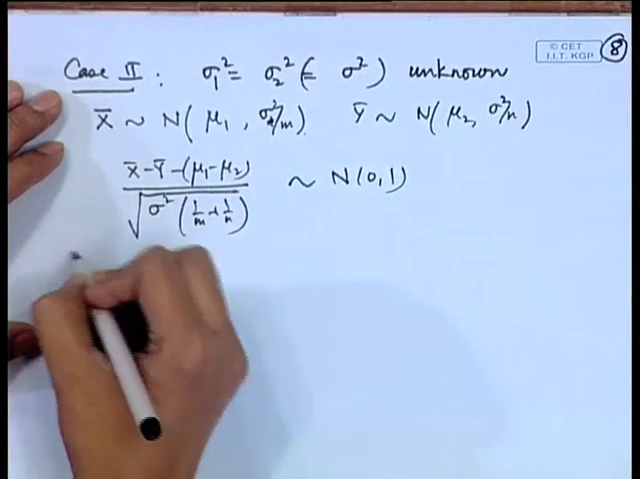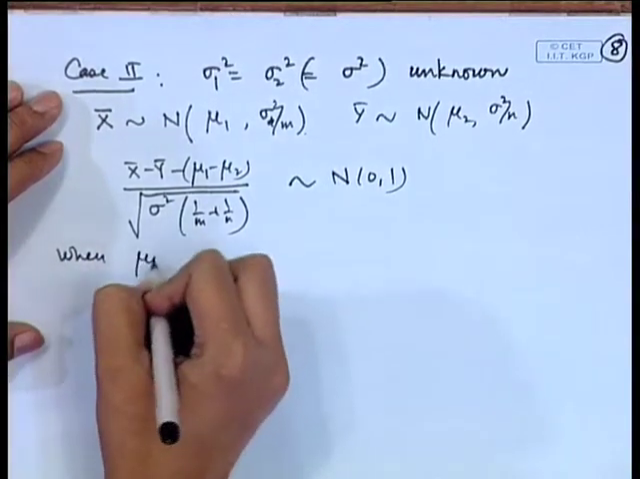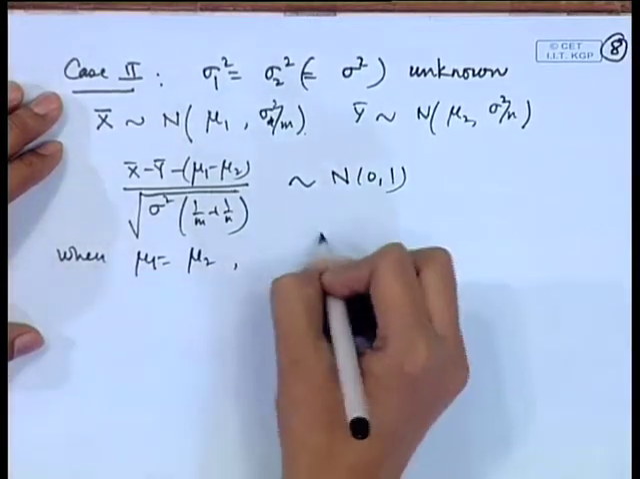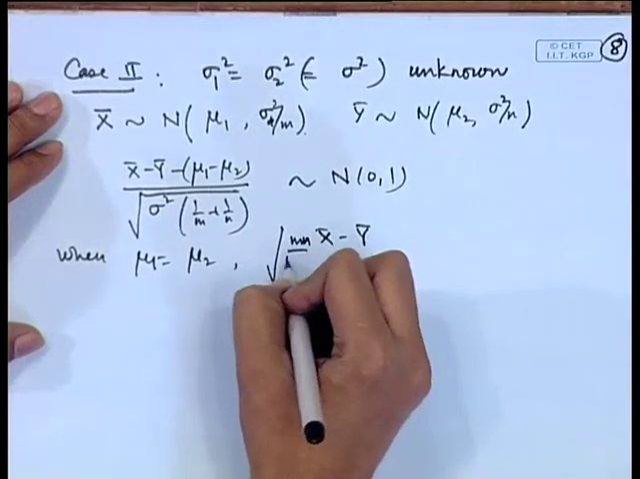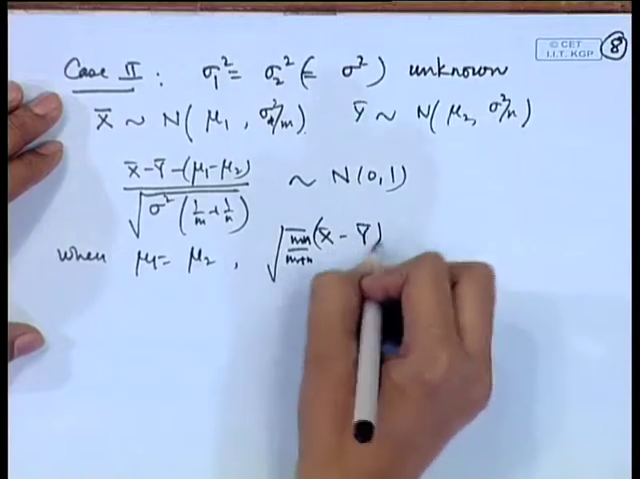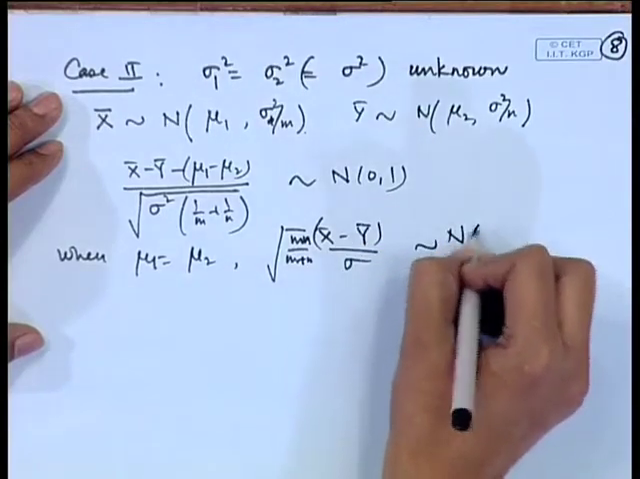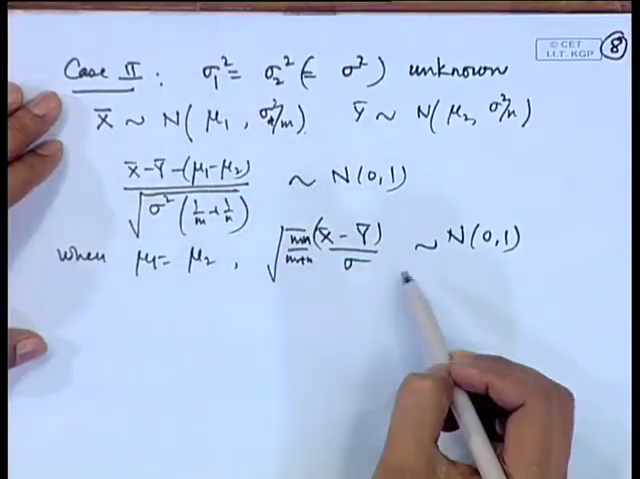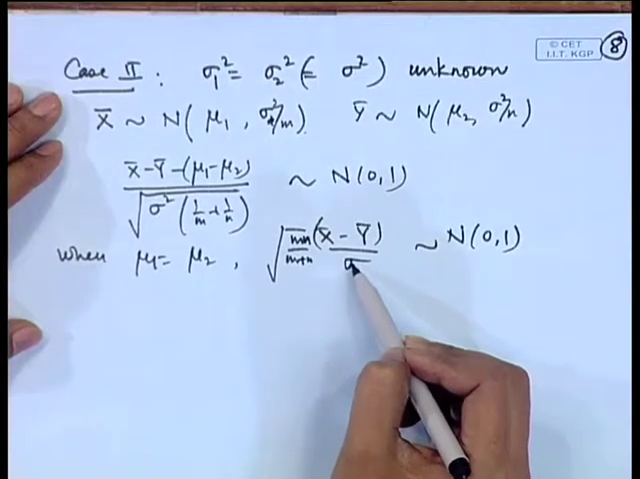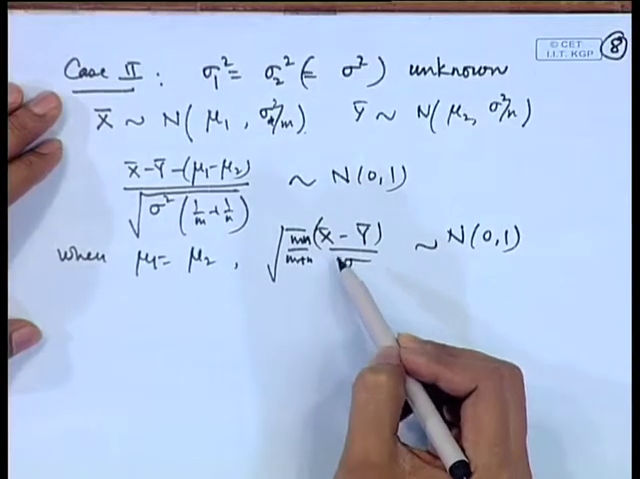Now, when mu 1 is equal to mu 2, we will get (x bar minus y bar) times square root of mn by (m plus n), divided by sigma. This follows a normal 0, 1 distribution. Now, we will consider estimation of sigma here, because we cannot utilize this sigma in the test statistic.